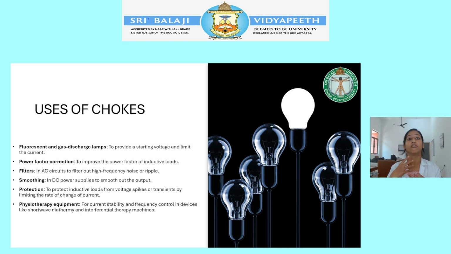It filters the alternating current noise and ripple, and for smoothing, it allows a smooth direct current flow. It is also used for protection. If there is any sudden change in current, the choke protects the circuit. It is also used in physiotherapy equipment.